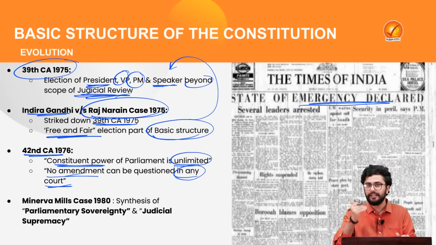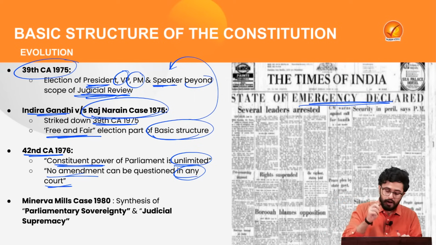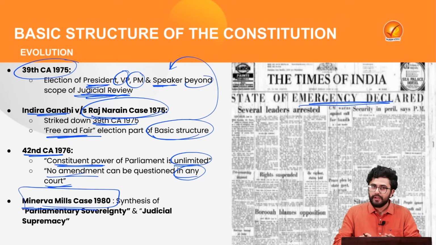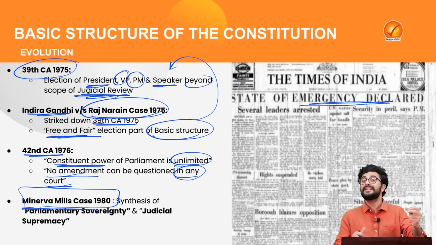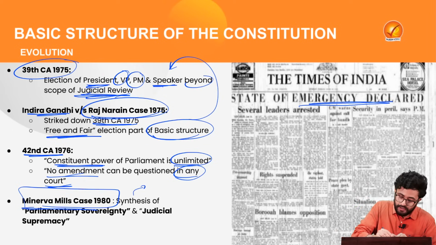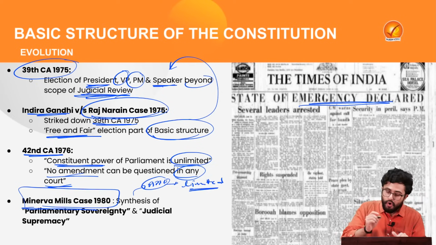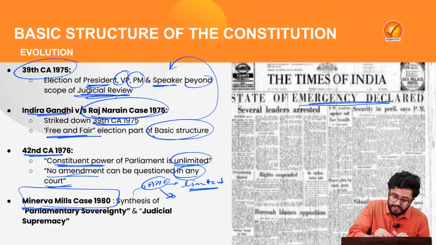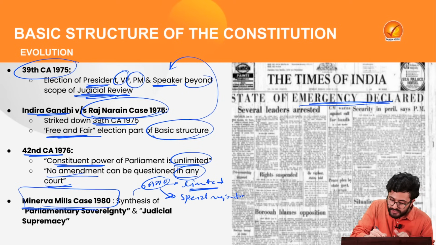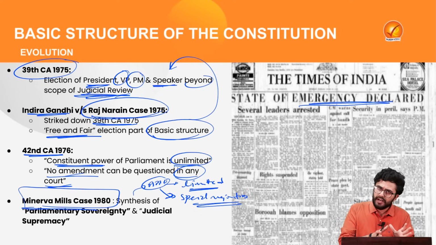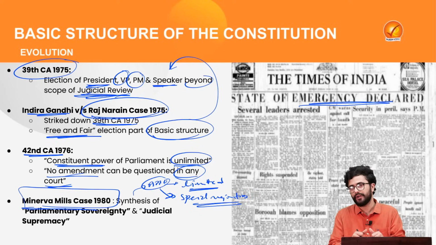This provision again came under the examination of the Supreme Court in the Minerva Mills case of 1980, where the Supreme Court held that the amending power of Parliament under Article 368 is a limited power and not an absolute power, because the Constitution itself limits the amending power of Parliament, as it provides for various kinds of special majorities which are required to amend significant provisions such as fundamental rights, DPSP, etc.